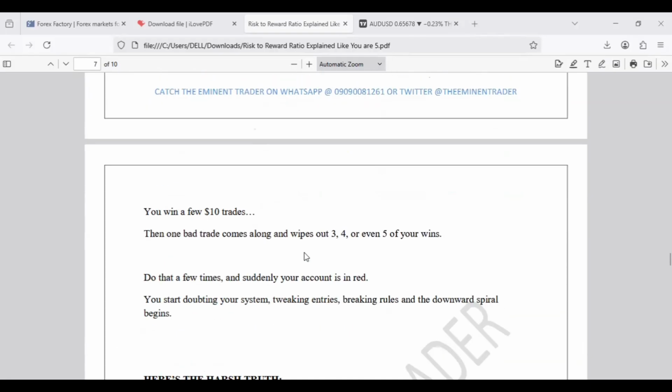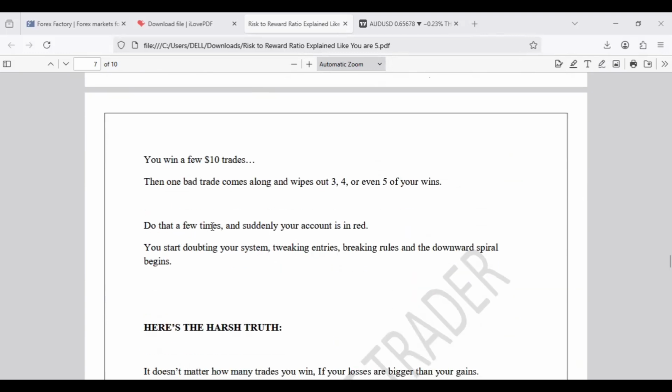Then you win a few trades, then one bad trade comes and just wipes away 3, 4, or even 5 of your wins. And if you do that a few times, suddenly your account is in red. You're already on 50% drawdown or 70% drawdown on your account. Then you start doubting your system. You start tweaking entries. You start breaking rules. And the downward spiral begins. Do you understand?